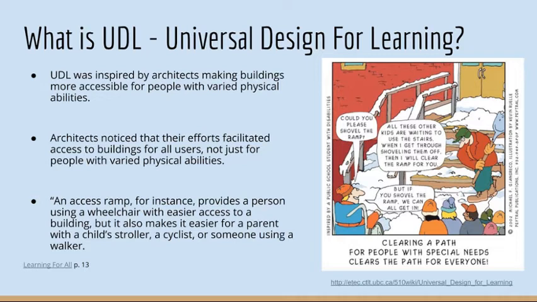What is Universal Design for Learning? UDL was inspired by architects making buildings more accessible for people with varied physical abilities. Architects noticed that their efforts facilitated access to buildings for all users, not just for people with varied physical abilities. They noticed things like an access ramp, for instance, provided a person using a wheelchair with easier access to a building, but it also made it easier for a parent with a stroller, a cyclist, or someone using a walker to access the building easily. As the cartoon says, clearing the path for someone with special needs clears the path for everyone.